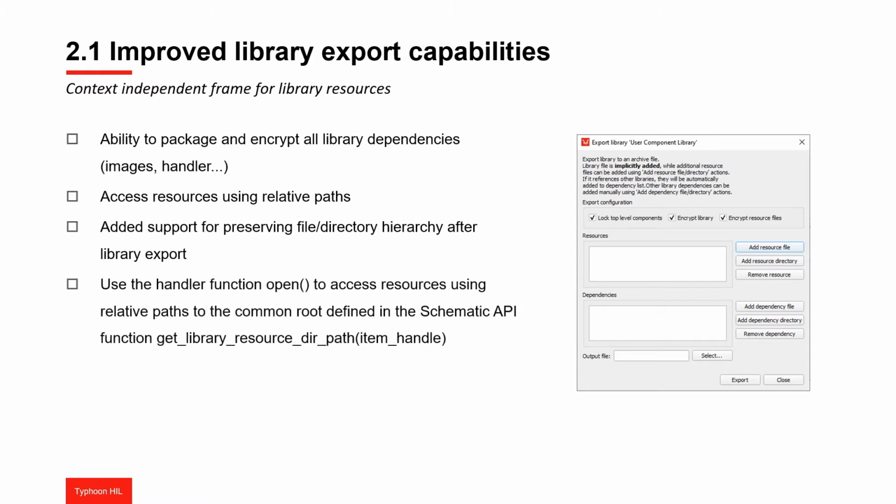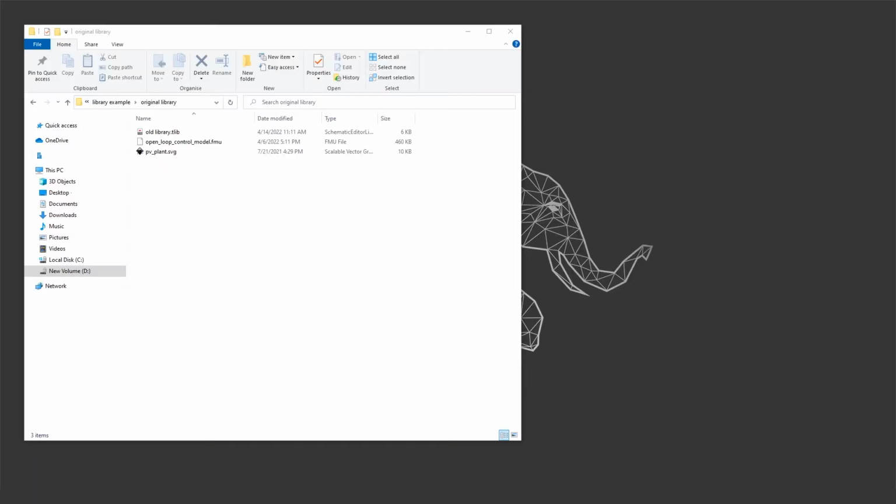Lastly, accessing resource files can be done easily just by calling the handler function open. This function uses relative paths to the common root defined in the Get Library Resource Directory Path Schematic API function. Let's look at a practical example.